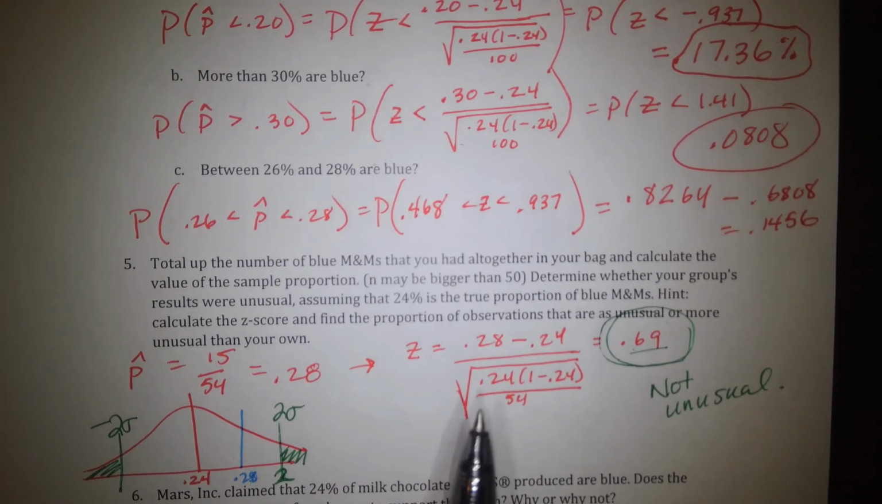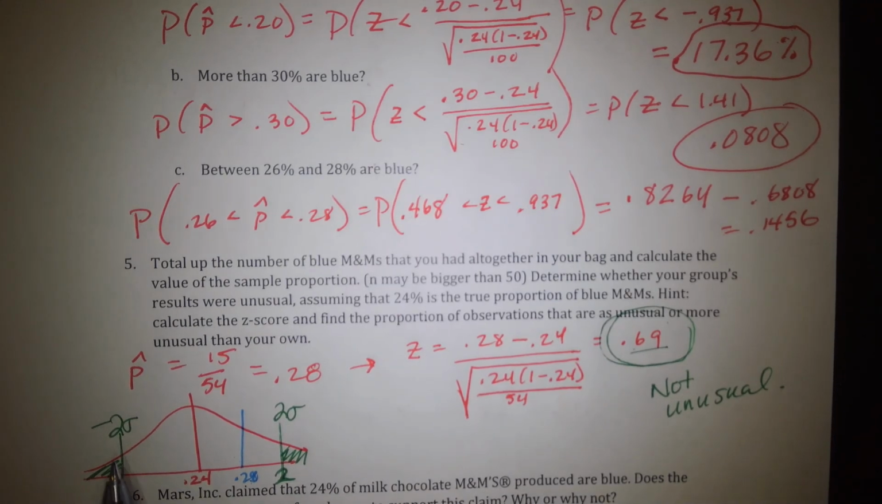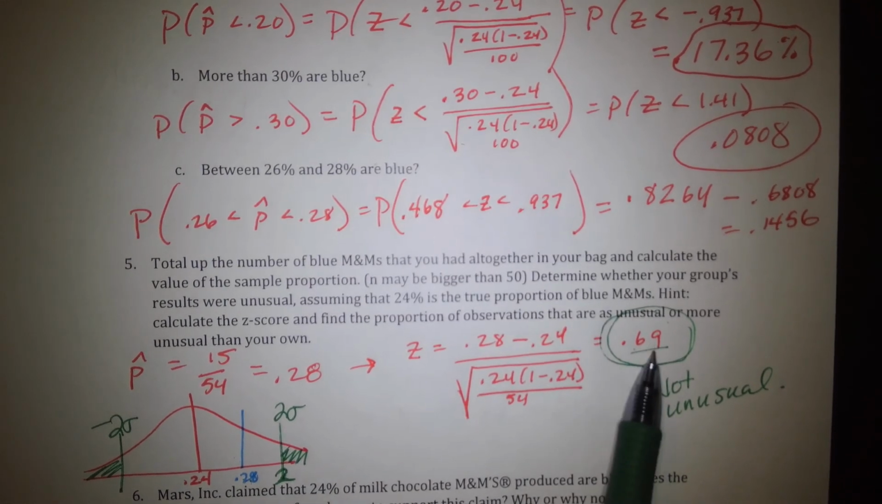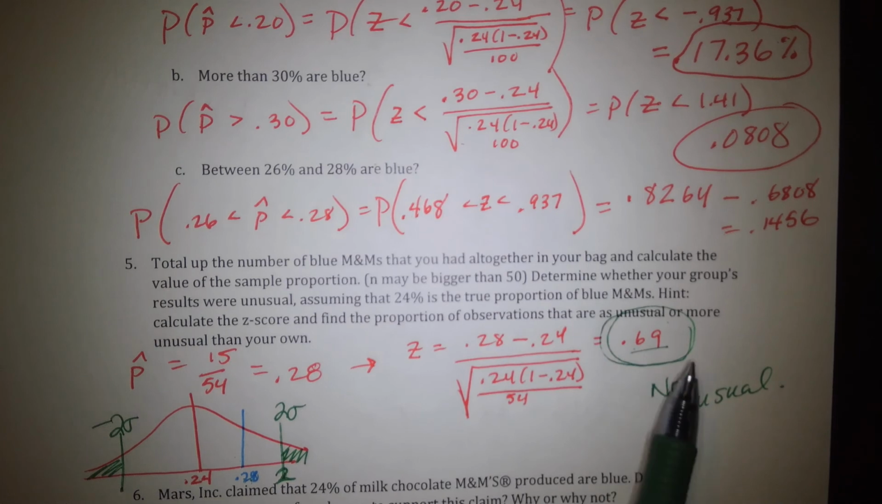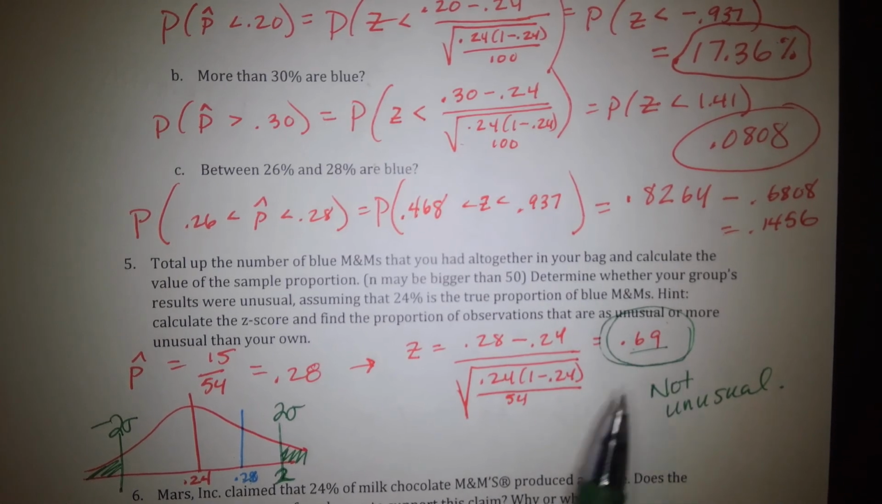So my question is, did anybody in class have an unusual bag of M&Ms? Did anybody have a bag of M&Ms that was more than 28% that was out here in the green area, or had a z-score that was out at 2 point something or negative 2 point something, meaning you were out in the unusual area?